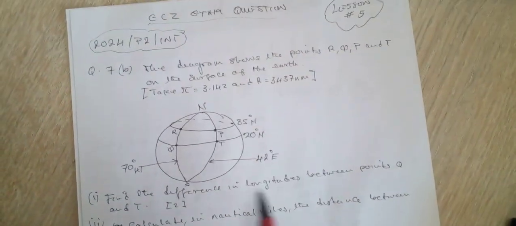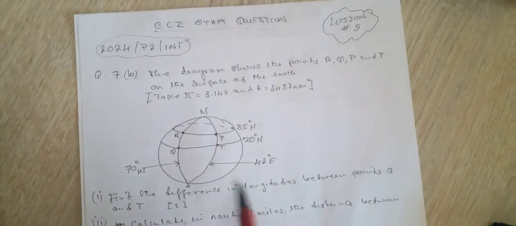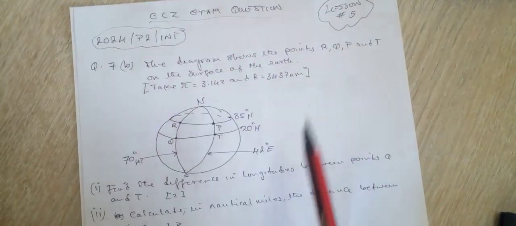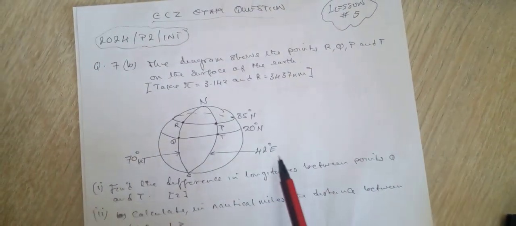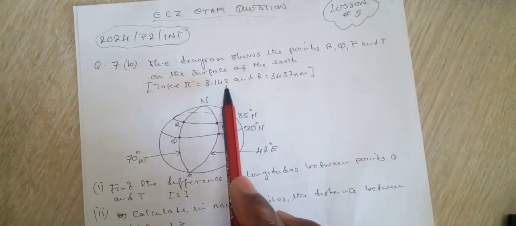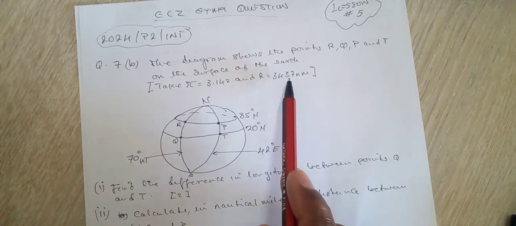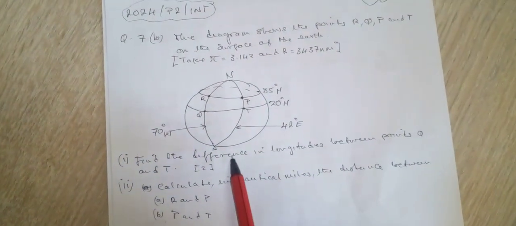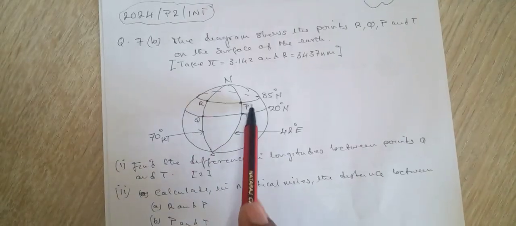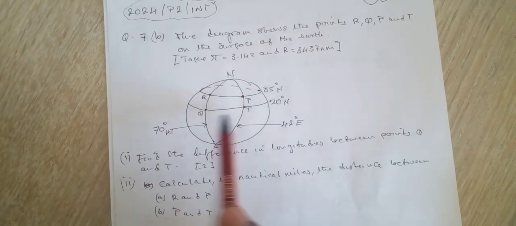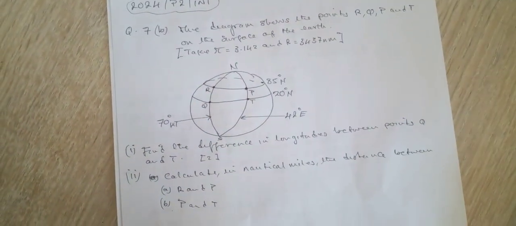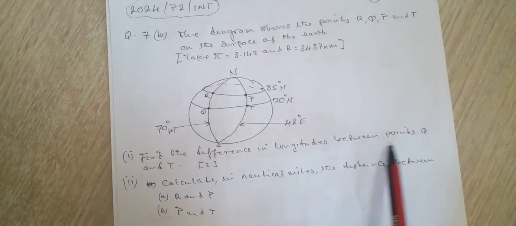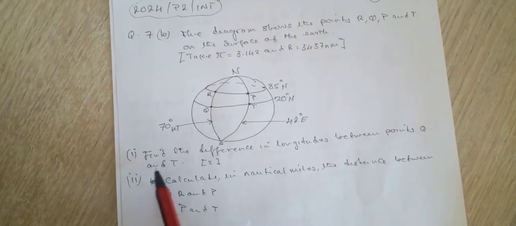The question came like this. I just wrote it here. The diagram shows the points R, Q, P, and T on the surface of the Earth. Take pi to be 3.142 and radius 3437 nautical miles. So now here's the Earth surface, and they're telling us that we have R, P, Q, T, and they have their own longitude and latitude. So the first question is, find the difference in longitude between points Q and T.